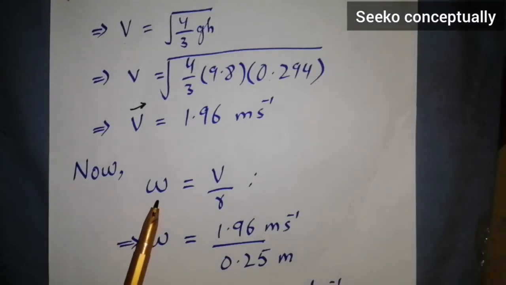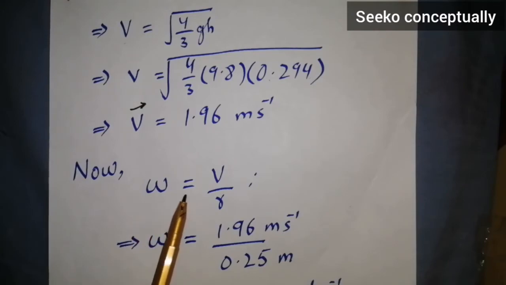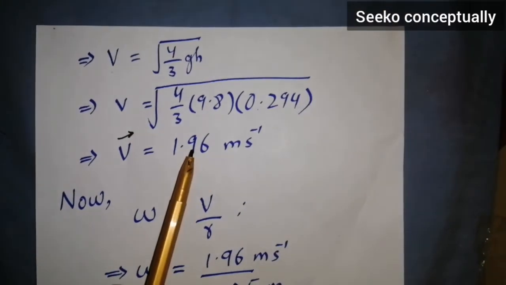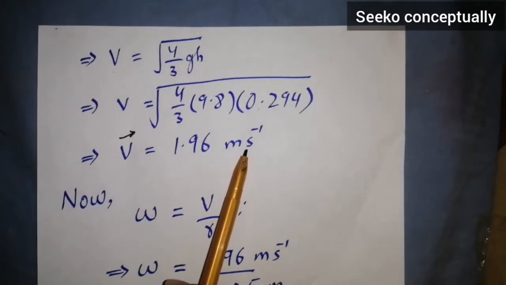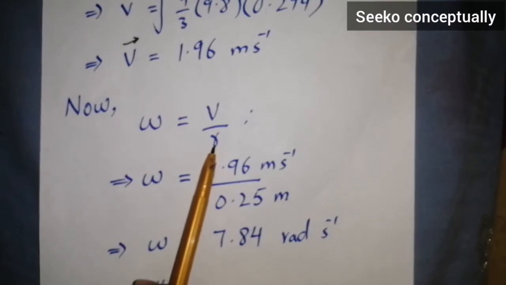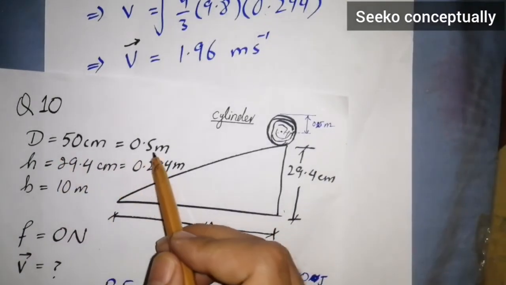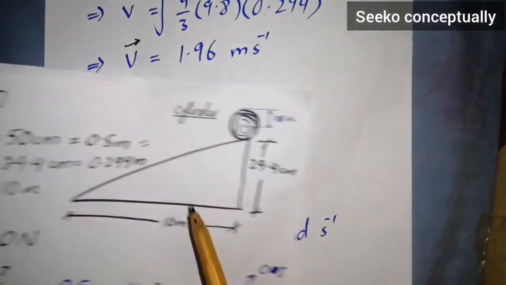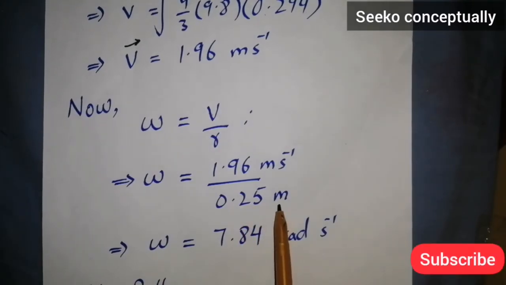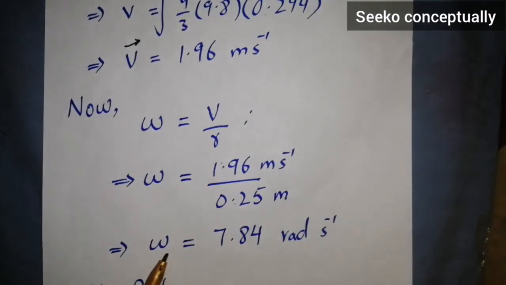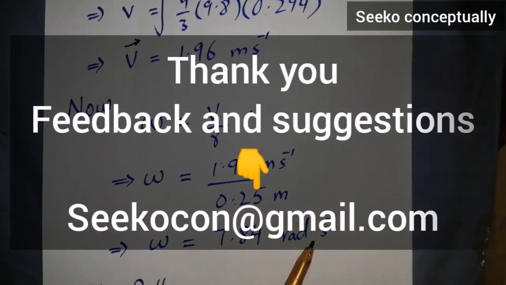Now, for angular velocity, omega is equal to v by r. v, as we have calculated here, is 1.96 meters per second, and the radius of the cylinder, given d by 2, 0.5 divided by 2, would give us 0.25 meters. Divide this term by this, we get omega is equal to 7.84 radians per second. So at the bottom of the inclination, the angular velocity of the cylinder will be 7.84 radians per second.